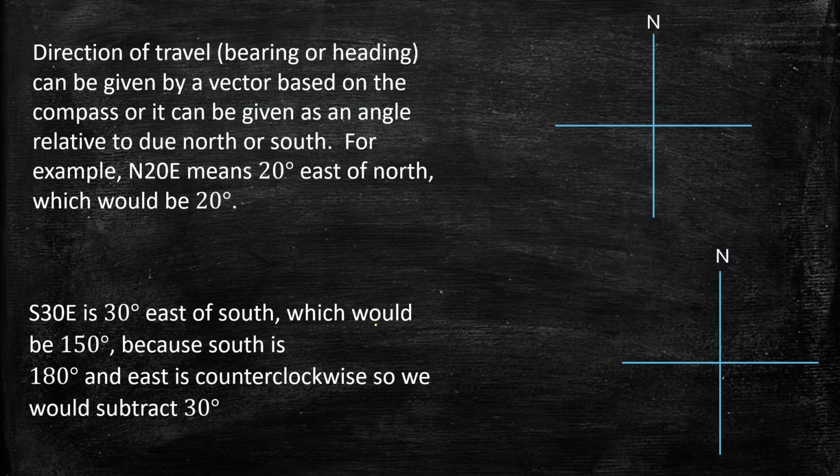There's another way we refer to things. Direction of travel or heading can be given by a vector based on the compass, or it can be given as an angle relative to due north or south. For example, N20E is the way we say that is 20 degrees east of north. Don't blame me, I didn't make up this stuff, okay? So 20 degrees east of north. So this is north, and I'm going to go 20 degrees this way, because this is east, and so my vector would be right here.